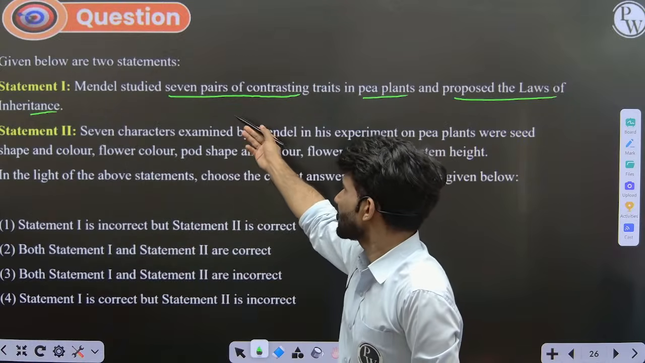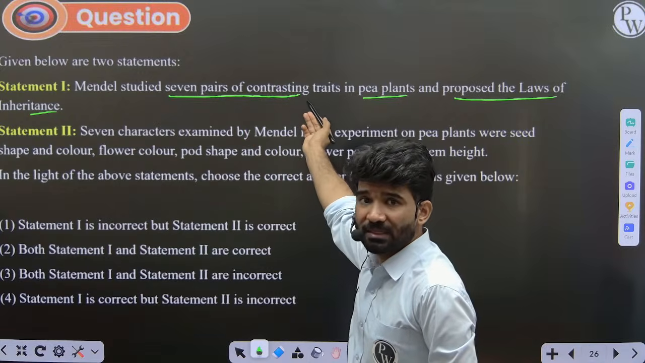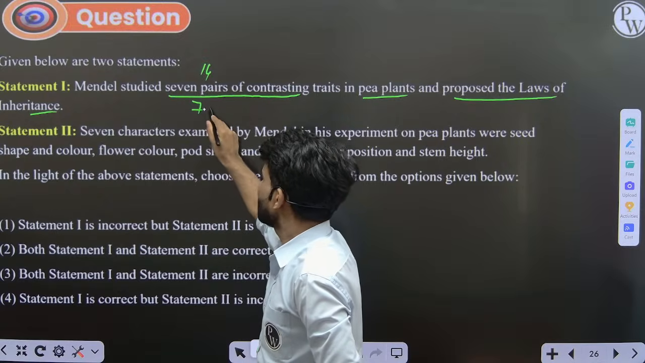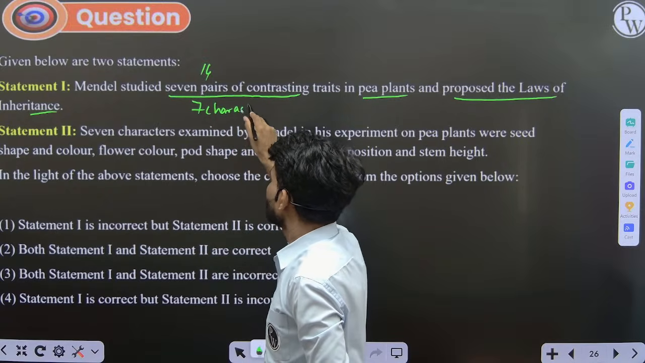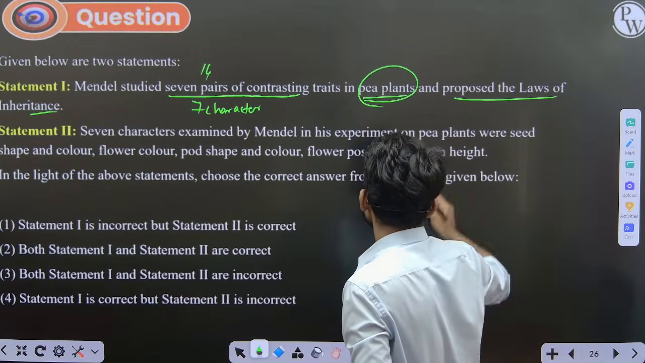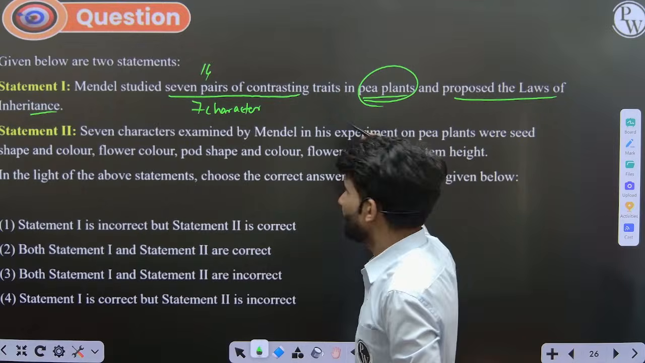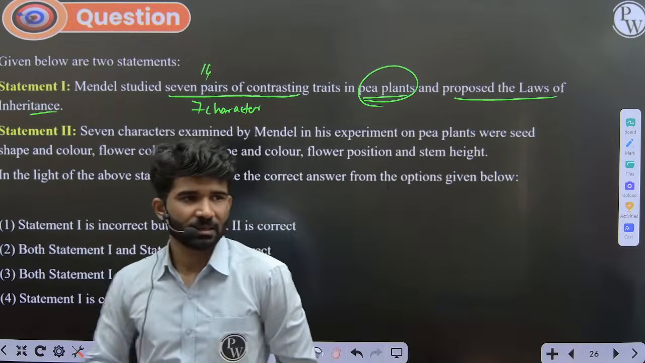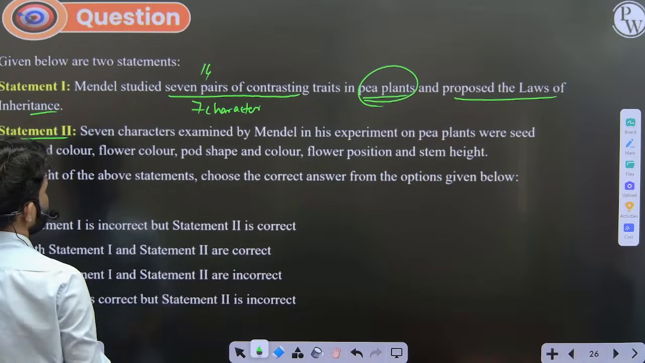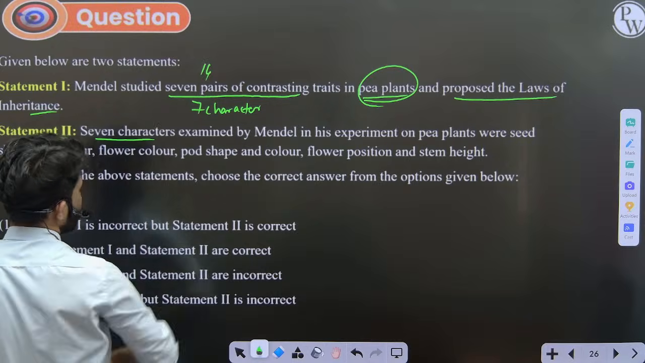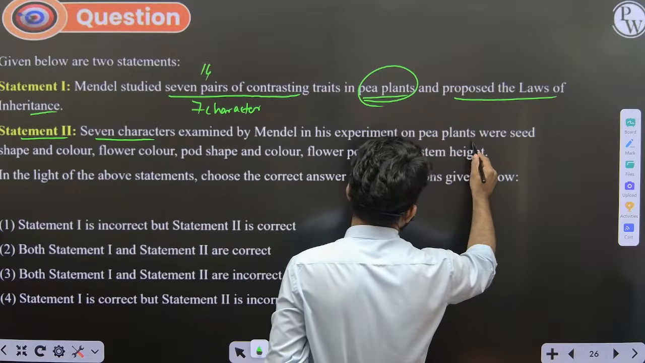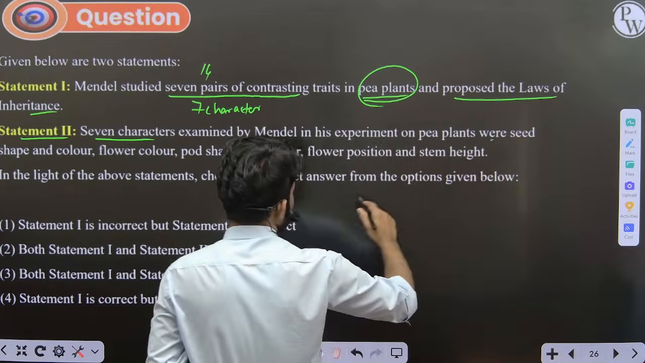Yes, Mendel studied 7 pairs of contrasting traits. 7 pairs, 14 contrasting traits for 7 characters. Yes, that is right. He studied them in a pea plant, and based on those results he proposed the laws of inheritance, the law of segregation, the law of independent assortment, and so on. The second statement says these 7 characters were examined by Mendel in his experiment on a pea plant. So what are those 7 characters?